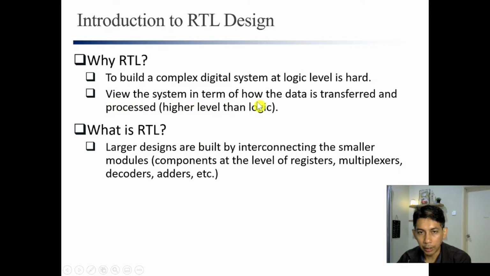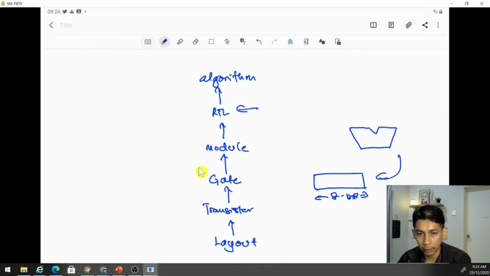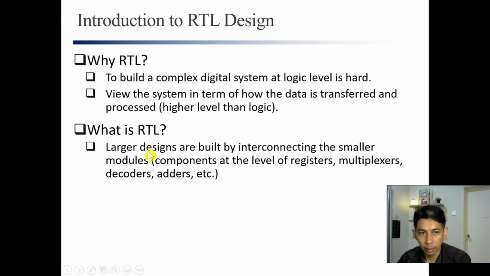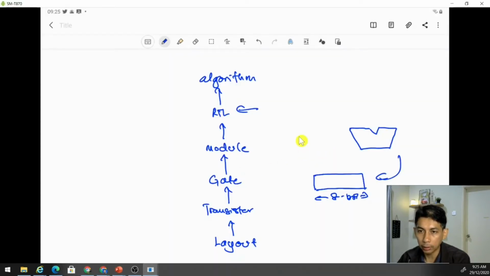So we view the system in terms of how the data is transferred and processed at a higher level than logic, of course, at the module or RTL level. We will look at how the data is transferred between this and this, and back to this, or go to another register. So what is RTL? Actually, I have explained just now. Larger designs are built by interconnecting smaller modules. The large circuit is built by interconnecting these modules together, and we control the operation of that circuit.